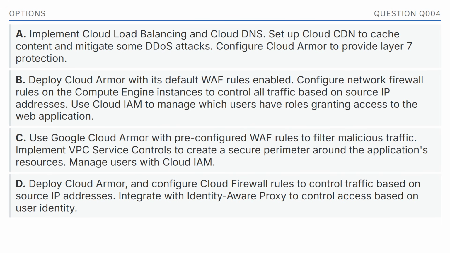Option C. Use Google Cloud Armor with pre-configured WAF rules to filter malicious traffic. Implement VPC Service Controls to create a secure perimeter around the application's resources. Manage users with Cloud IAM. Option D. Deploy Cloud Armor and configure Cloud firewall rules to control traffic based on source IP addresses. Integrate with Identity-Aware Proxy to control access based on user identity.